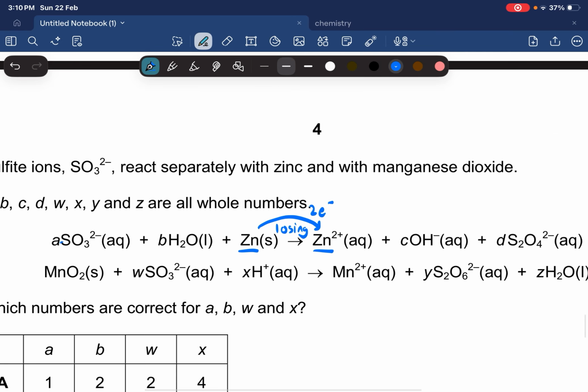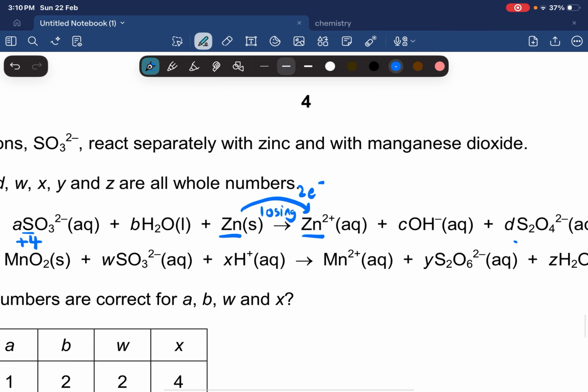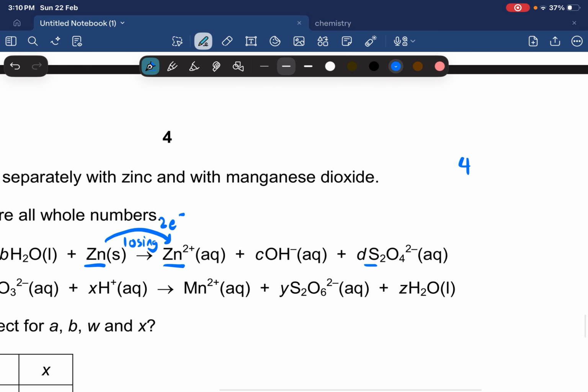Now, what is happening to sulfur? Sulfur over here is a positive 4. You can figure it out. And over here, sulfur is... 4 oxygens, 4 into 2 equals negative 8.